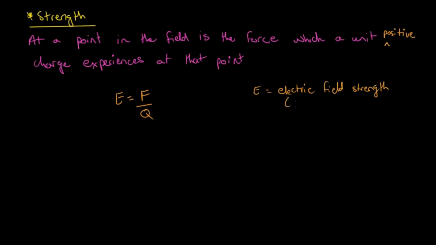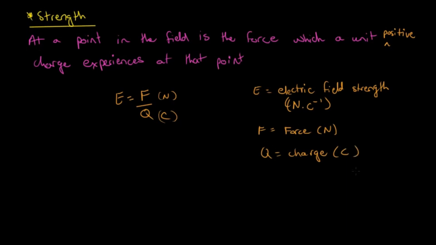Electric field strength is going to be measured in newtons per coulomb. I can understand where this comes from because force is measured in newtons and Q is the charge which is measured in coulombs. It's N times C to the minus 1. F for the force of the test charge, which we know is in newtons, and Q is the charge, or the magnitude of that charge, which we know is measured in coulombs.